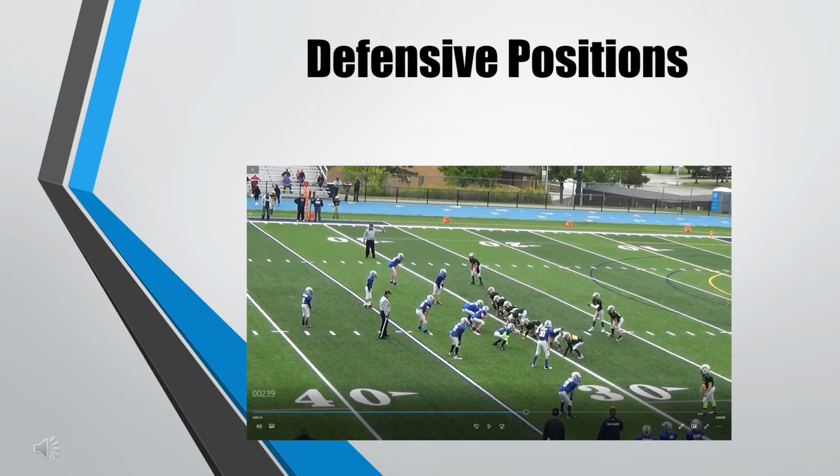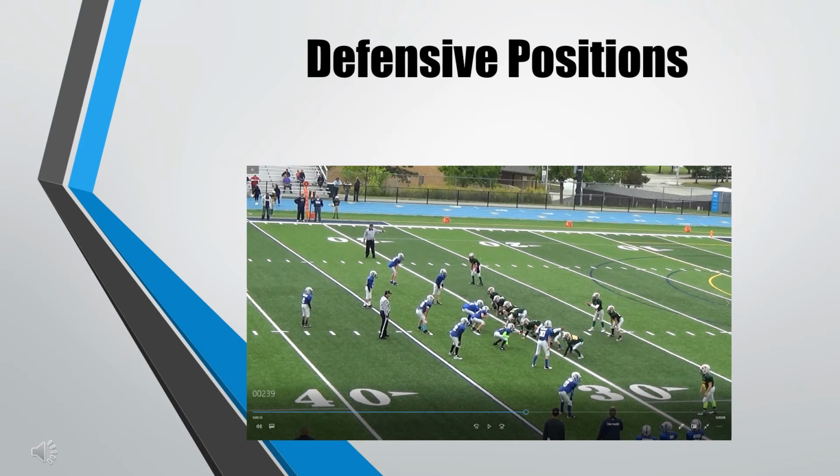The last defensive positions that we'll look at are called the defensive secondary. While the defensive secondary is responsible for coming up and stopping the run on running plays, the primary responsibility of the defensive secondary is pass coverage on passing plays.